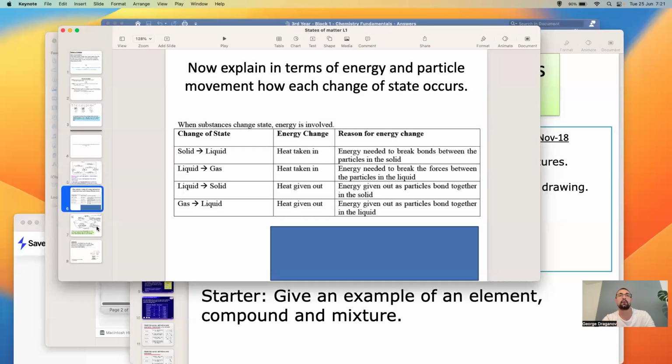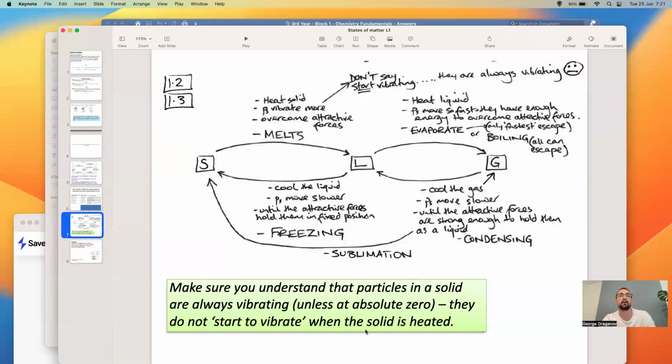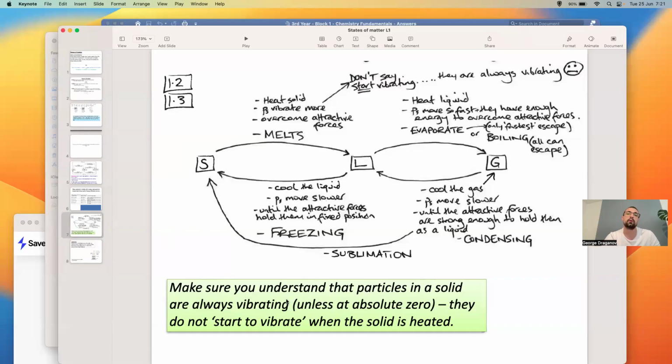And perhaps the last thing to emphasize here, in this little summary, is that particles in a solid are always vibrating. Unless they're at absolute zero, they will vibrate. They don't start to vibrate when the solid is heated. They're already vibrating. So if someone asks what happens when a solid melts, the particles will vibrate more. Don't say they start vibrating. They're always vibrating.